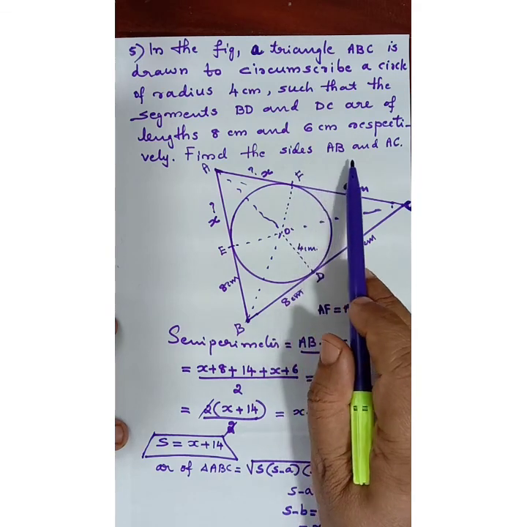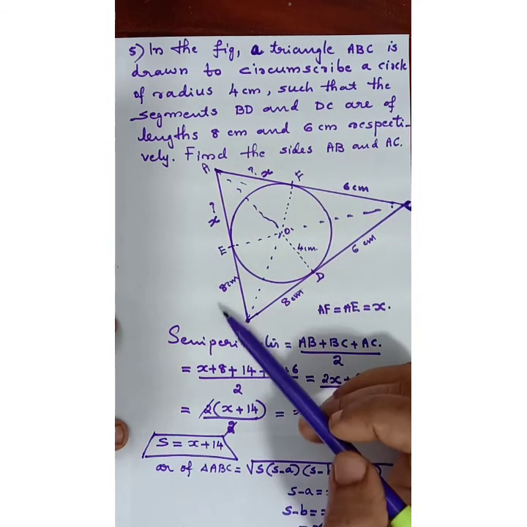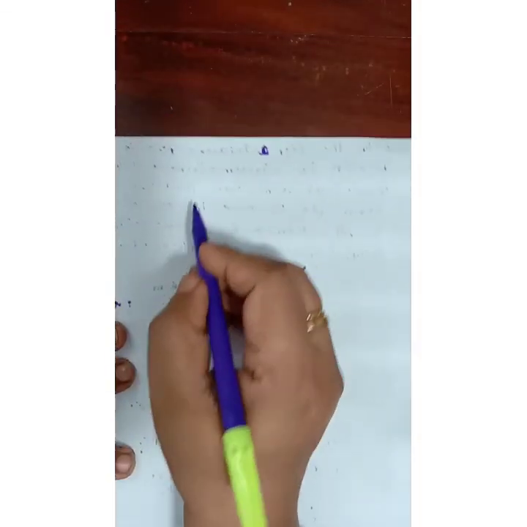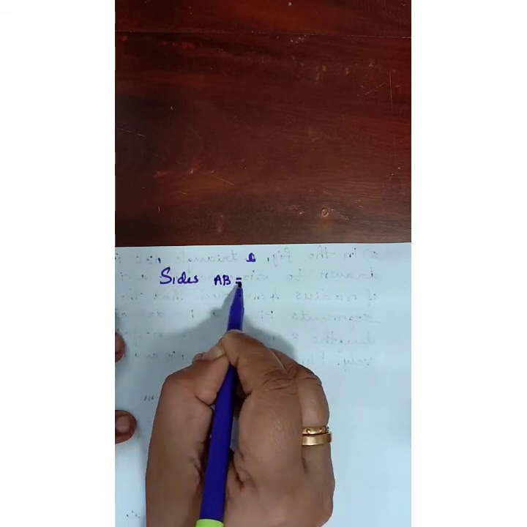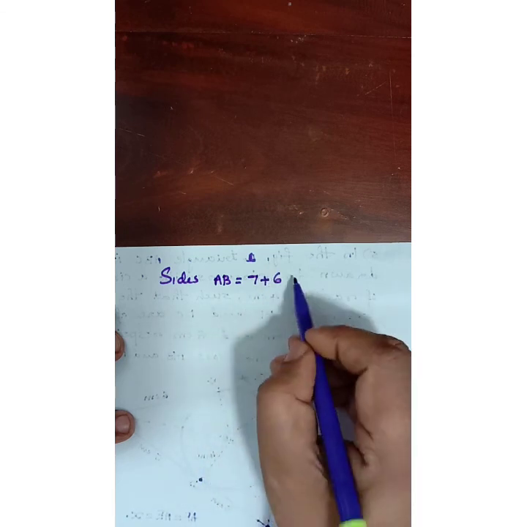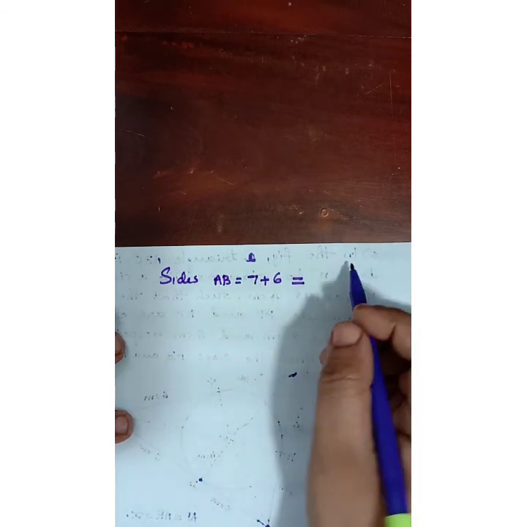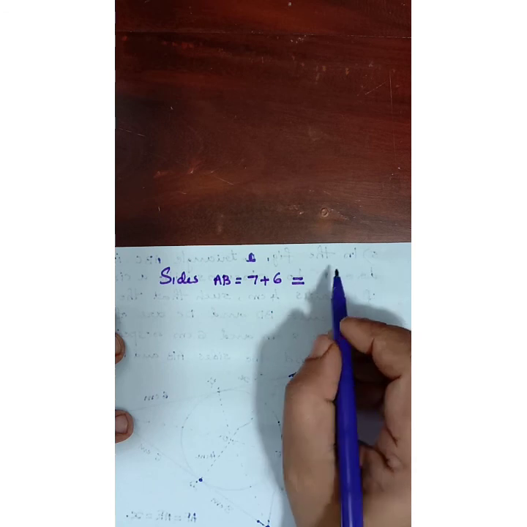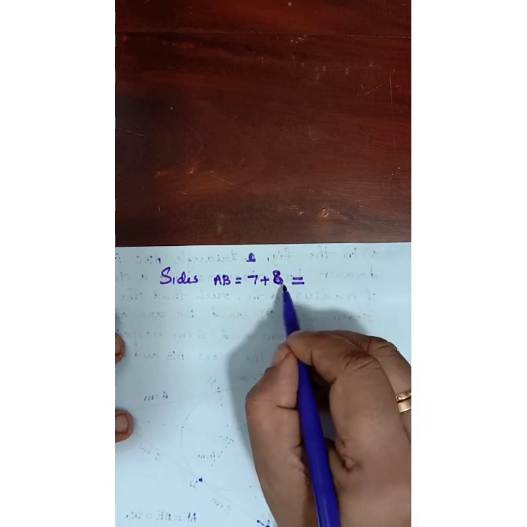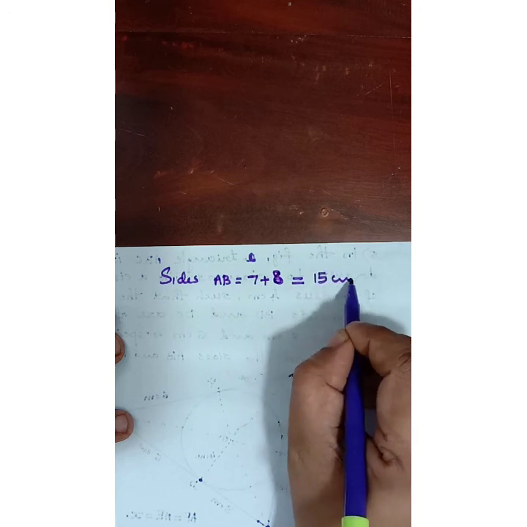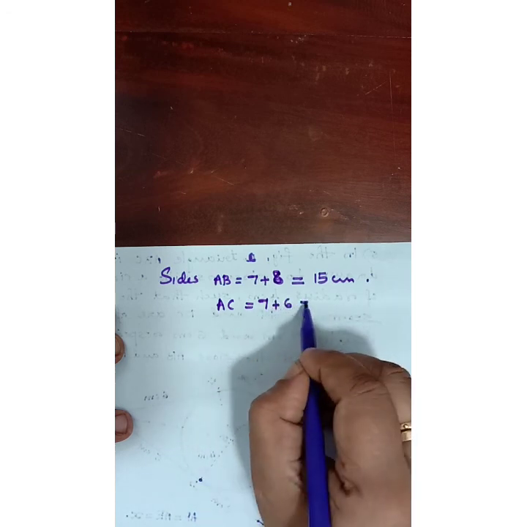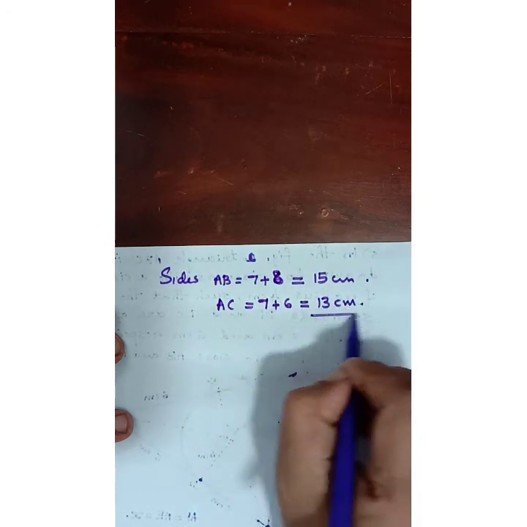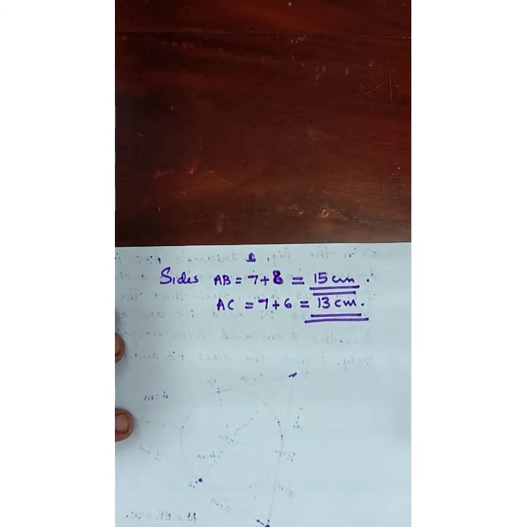Therefore, the sides are AB equal to 7 plus 8, that is 15 centimeter, and our AC is equal to 7 plus 6, that is equal to 13 centimeter. Very simple. Hope you understood. Bye.